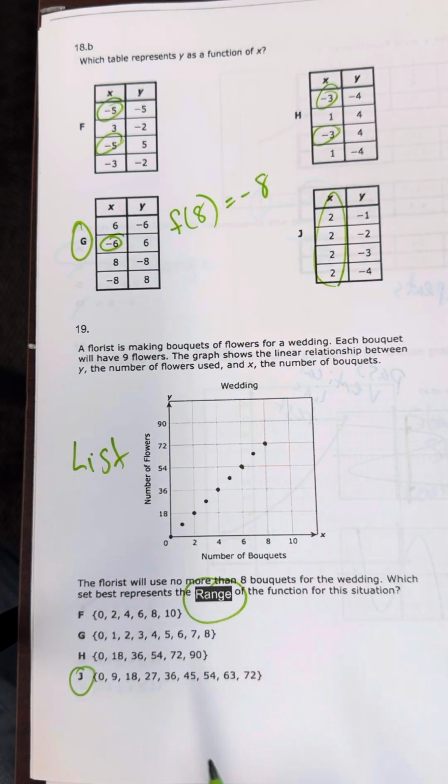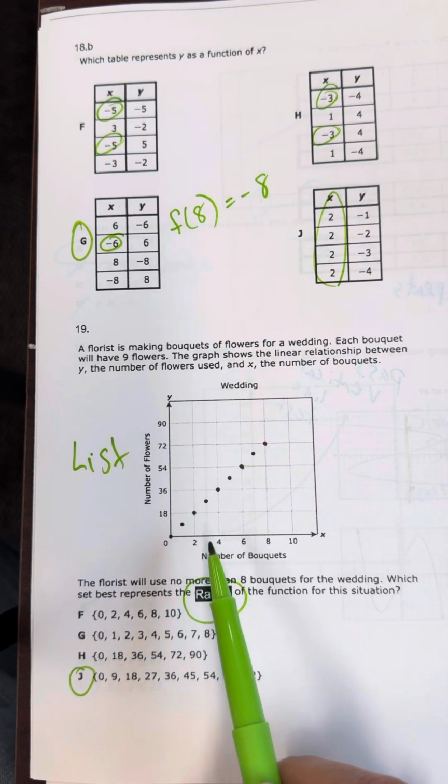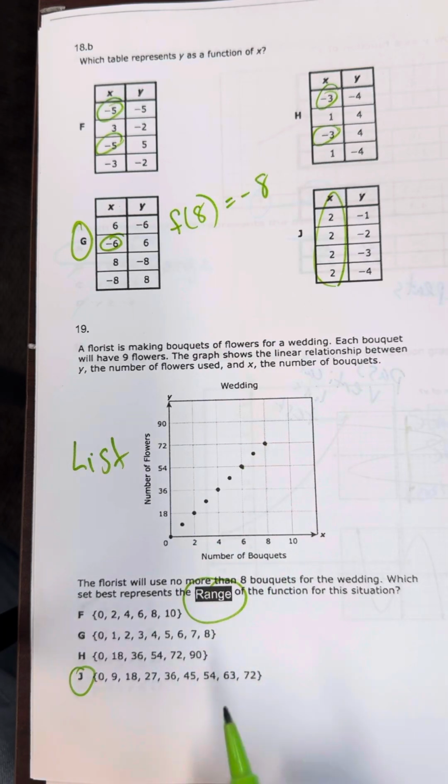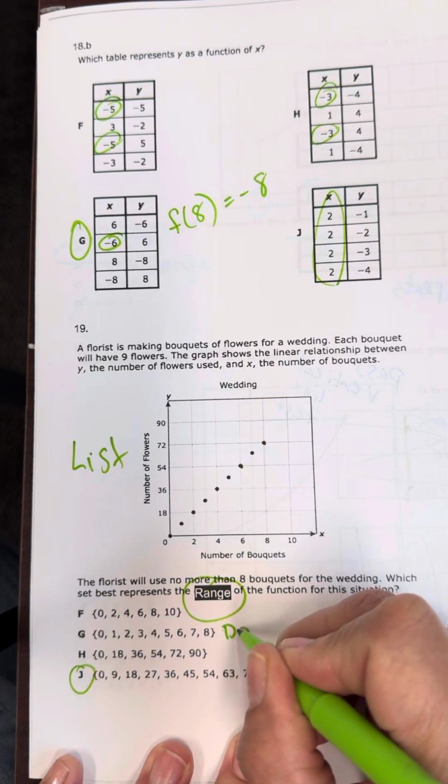The domain would be 0, 1, 2, 3, and so on up to 8. So this would be my domain.